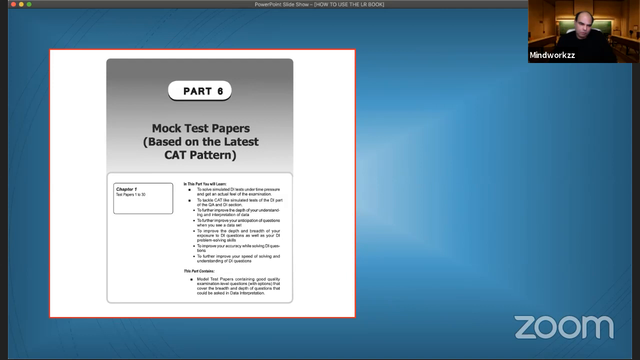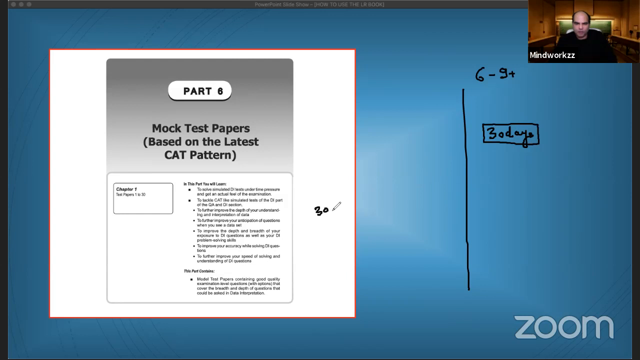So these 30 test papers, I'm assuming that you are doing DI along with other things. If you are in a 9+ months situation, even in a 6 month situation, I would say that you should take these 30 papers in 30 days. One paper every day. And since this is 30 minutes only, it gives you enough time to do other things also.